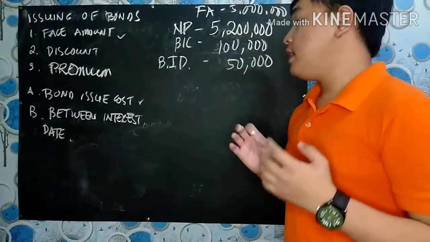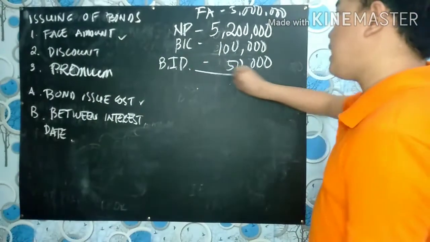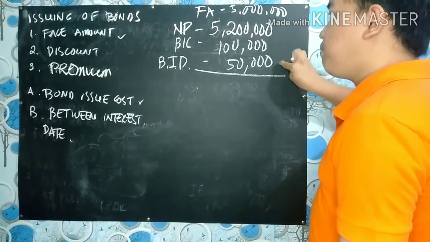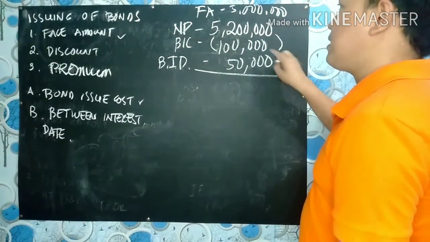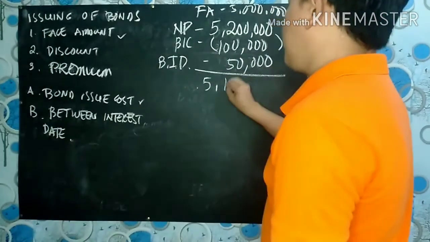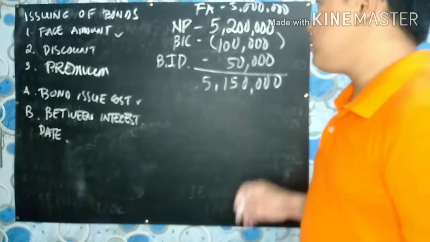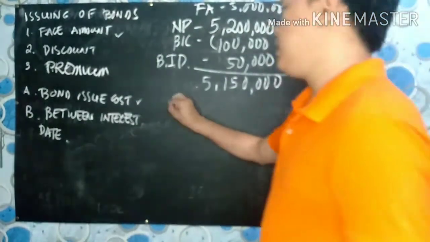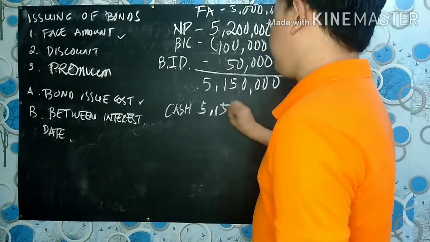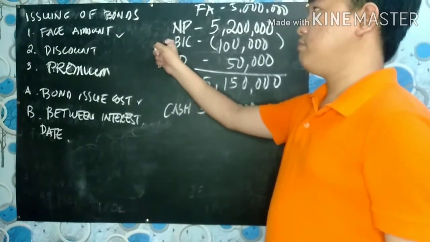Okay? So, paano natin siya i-record? So, let's record this one. So, net proceeds natin, of course, computin natin to, 5,200,000 minus 100 plus 50. So, 5,100 plus 50, of course, 5,150,000. Understand? So, i-record na natin siya. Debit tayo ng cash, 5,150,000.